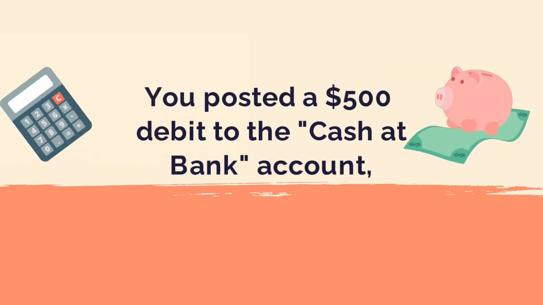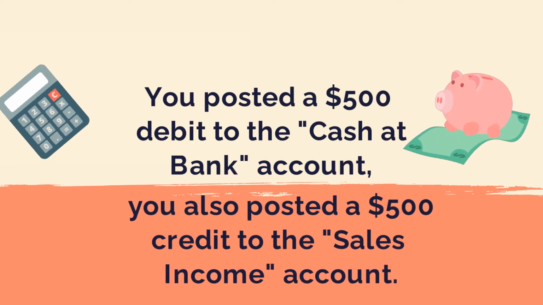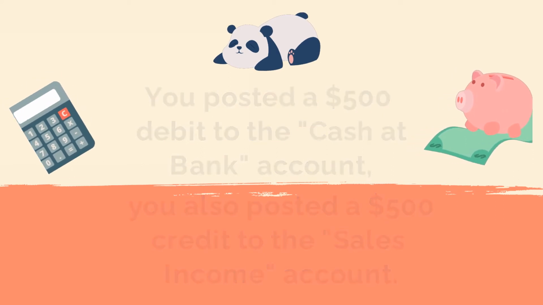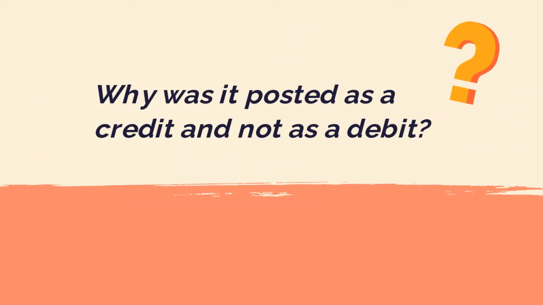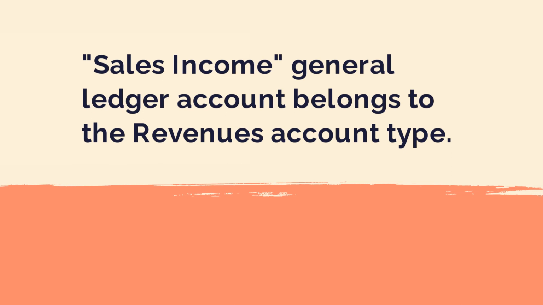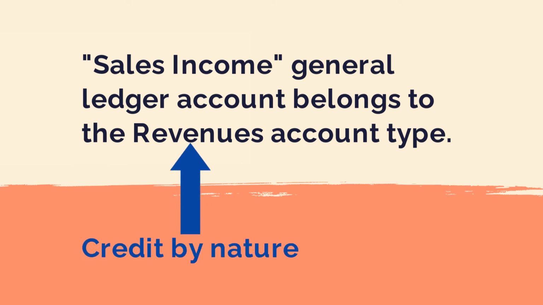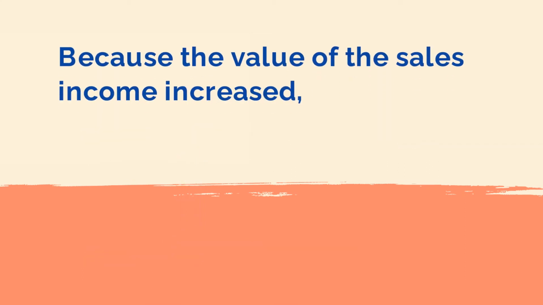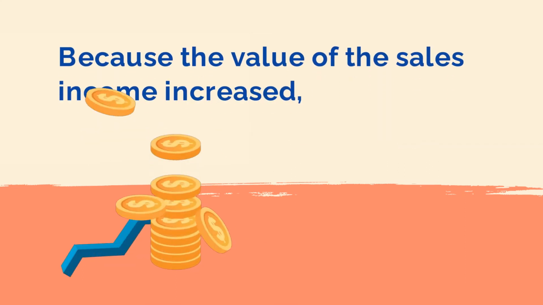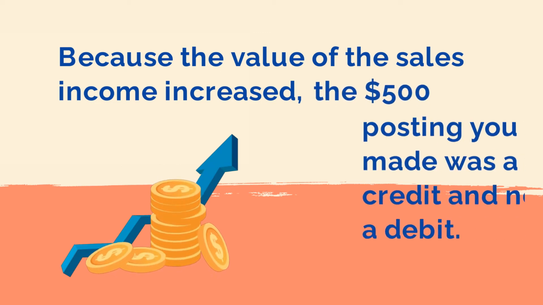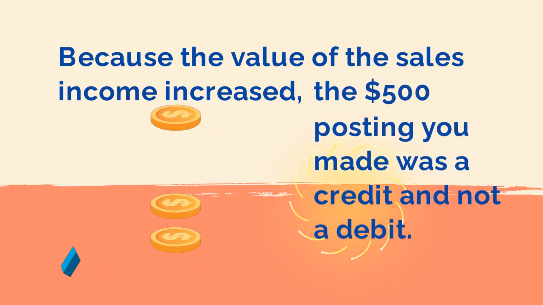Let's take a look at the other side of the transaction to drive the point home. As well as posting a $500 debit to the cash at bank account, you also posted a $500 credit to the sales income account when you got paid for creating the logo. So why was it posted as a credit and not a debit? Well, as you may have already figured out, the sales income general ledger account belongs to the revenues account type, which is credit by nature. Because the value of the sales income general ledger account increased, the $500 posting you made was a credit and not a debit.